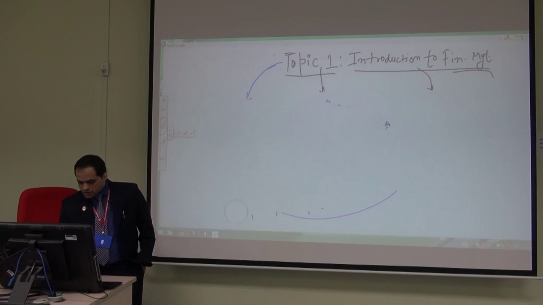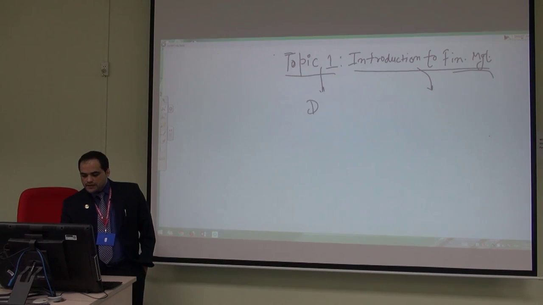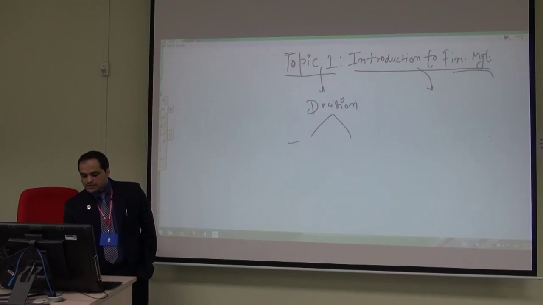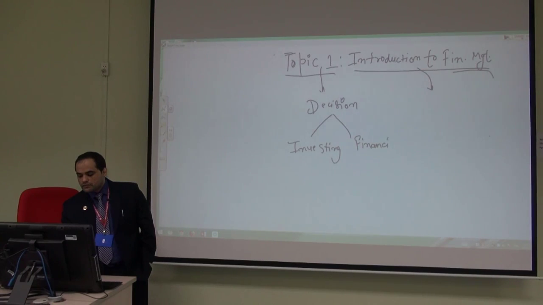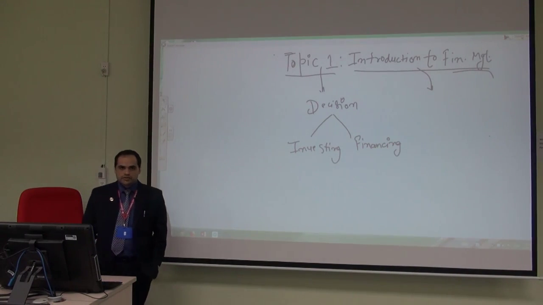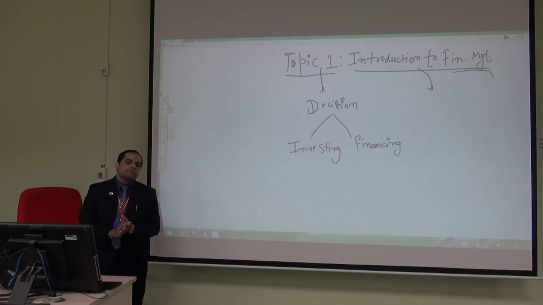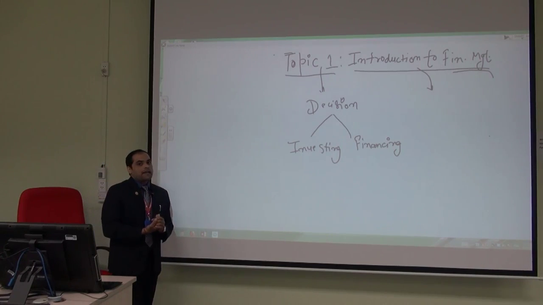One thing I forgot to talk about in the managerial finance function is the decisions that financial managers need to make. They have to make two types of decisions. One is the investment decision, and another one is the financing decision. Right? Investment, as I explained in the class, means buying assets.